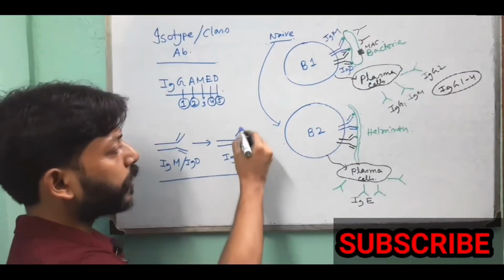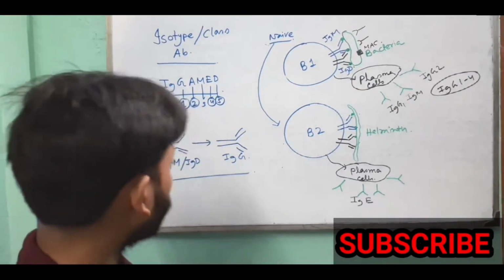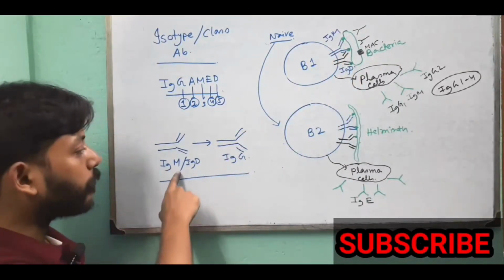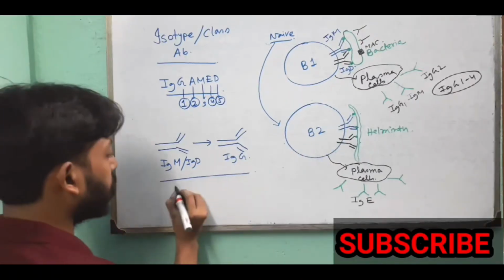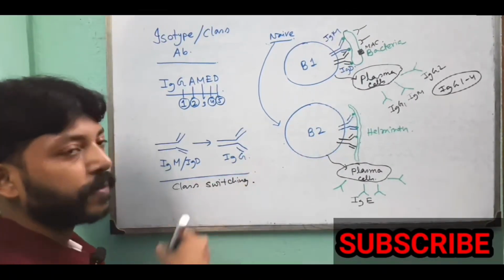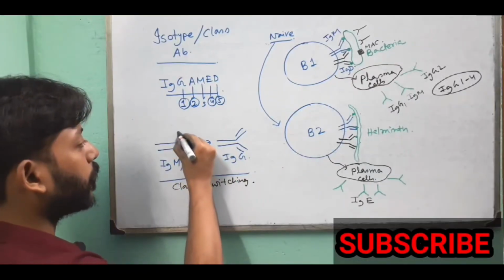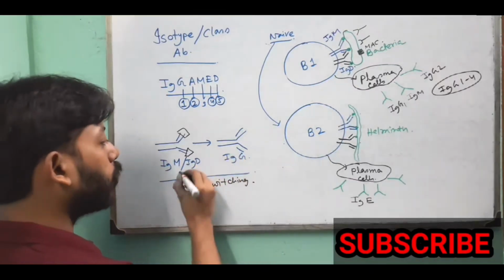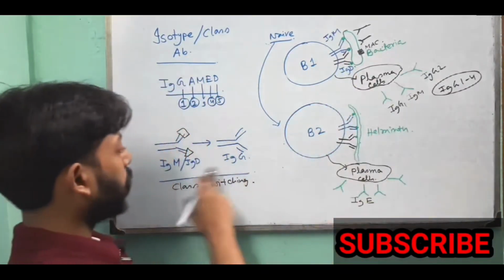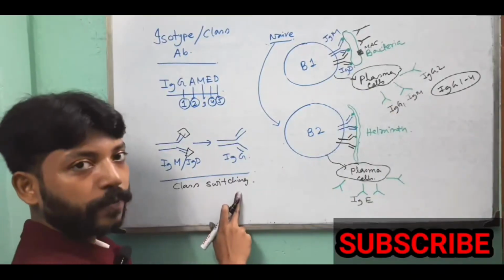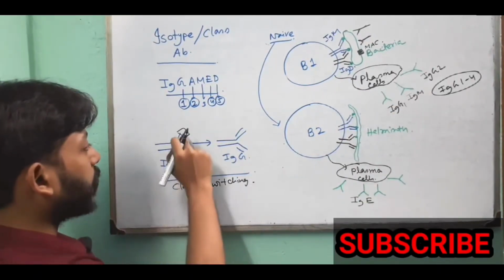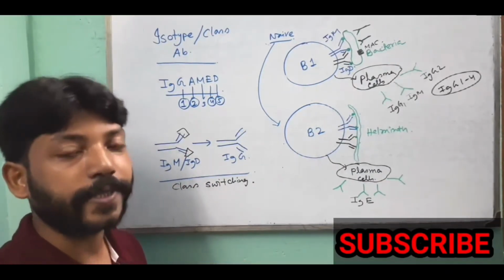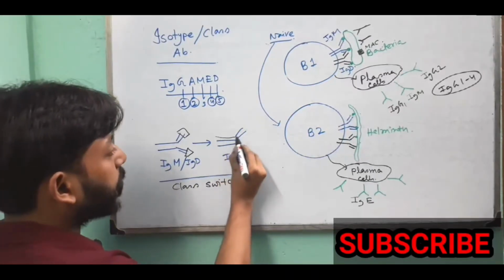Is there any difference in the binding of the antigen? I want to mention that IgM and IgD can recognize the bacterial antigen. Now after changing the class, is there any change in the antigen binding capability? No. The IgG can also recognize the same bacteria, because during class switching or isotype changing, the antigen binding site of the antibody will not change, it will remain the same. Only the constant region will change.